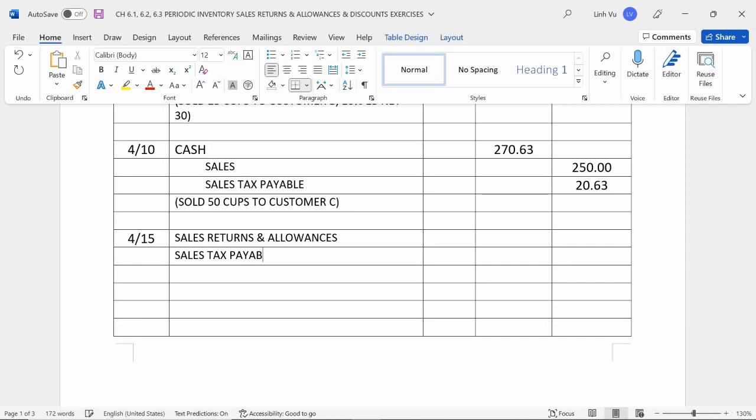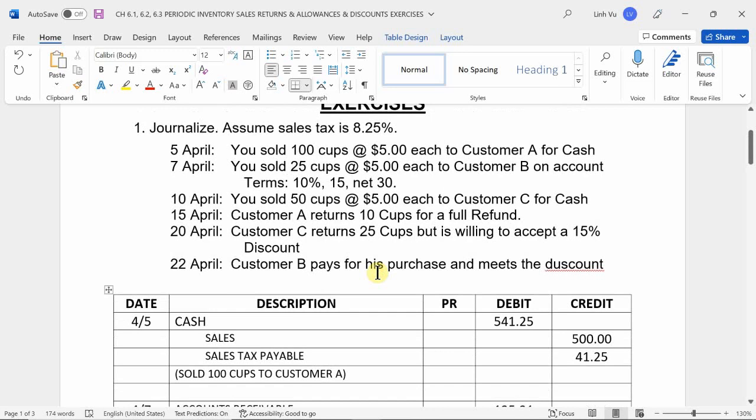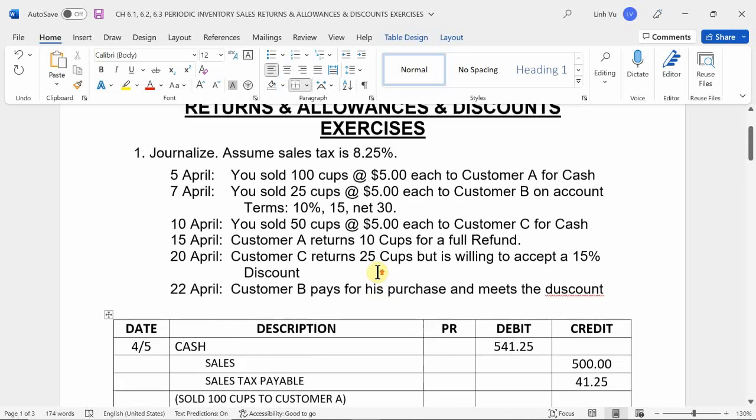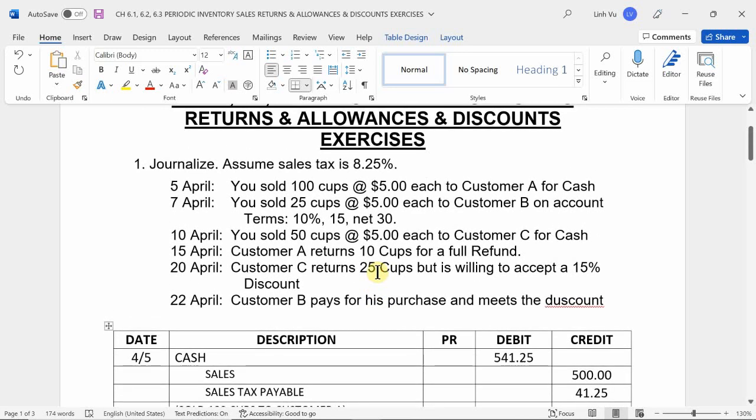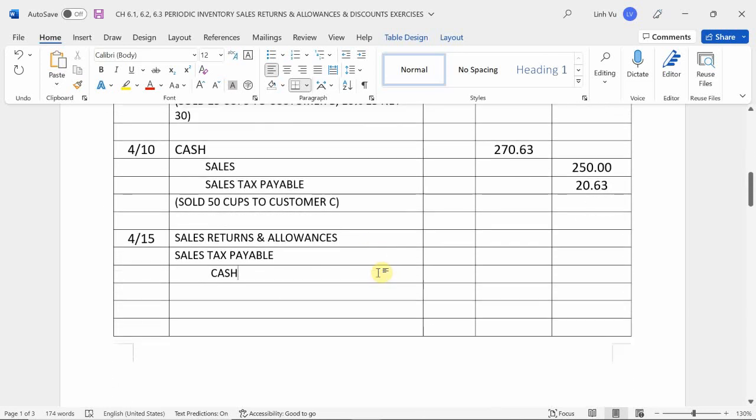Right? Because we have to give them a portion of their money back for the tax. And because they paid with cash, we give them back cash. Okay? So, if customer A decides to return 10 of those cups, how much did we charge each cup? $5. So in this case, how much money are we actually giving back to them? Well, let's figure out how much is the total sales that we're returning. $50, right? 5 times 10, $50.